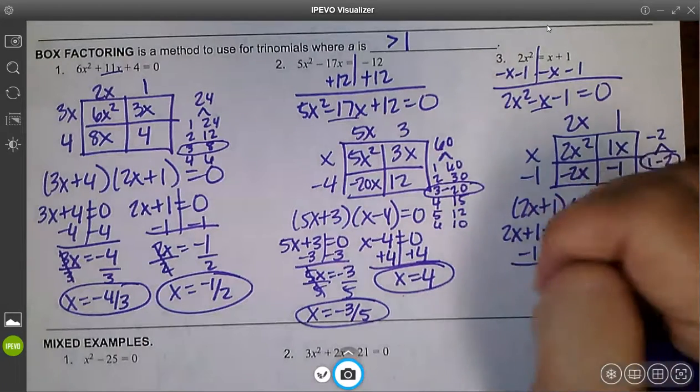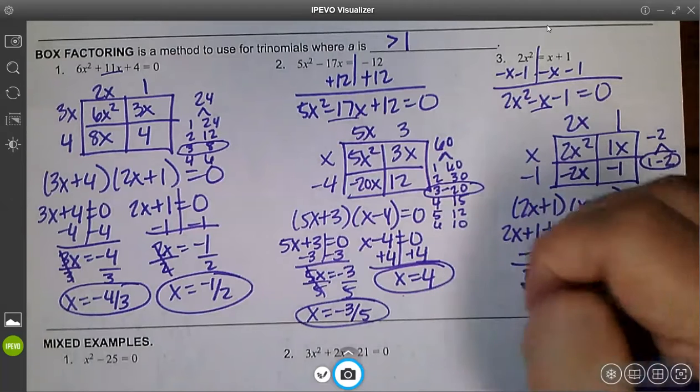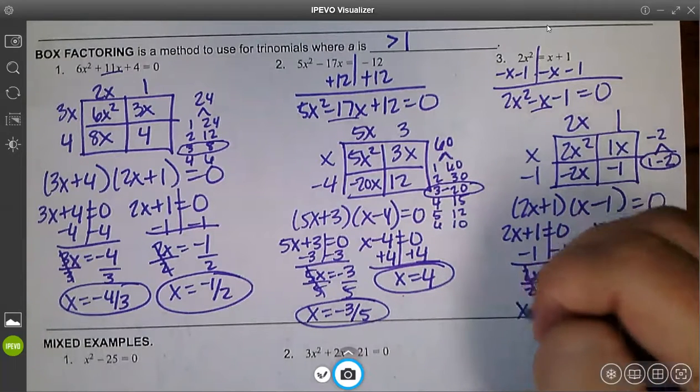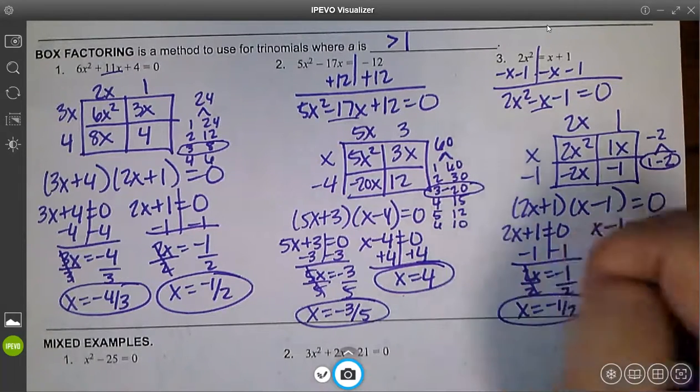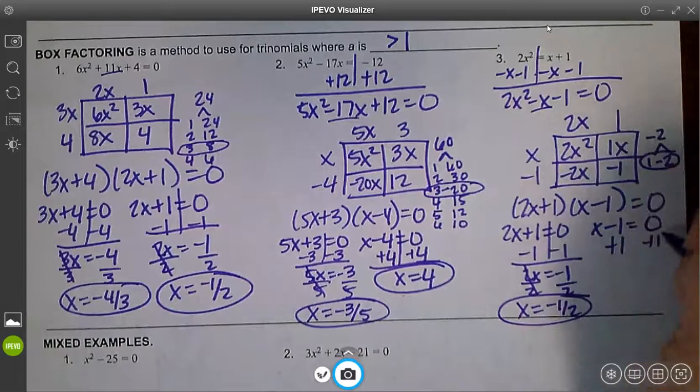Subtract 1 from both sides. Divide both sides by 2. X equals -1/2. Add 1 to both sides. X equals 1.